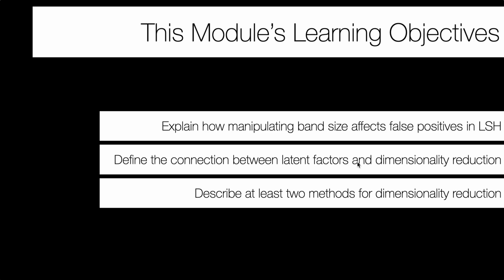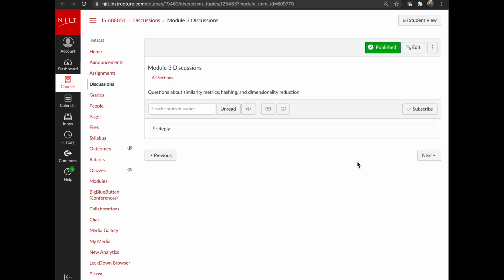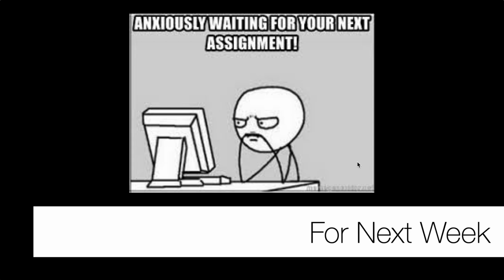So you should have some idea of what this looks like, because there are 2 major schools of dimensionality reduction that we'll talk about in terms of compression or clustering. And then if you have any questions, as always, there's a discussion forum for Module 3.